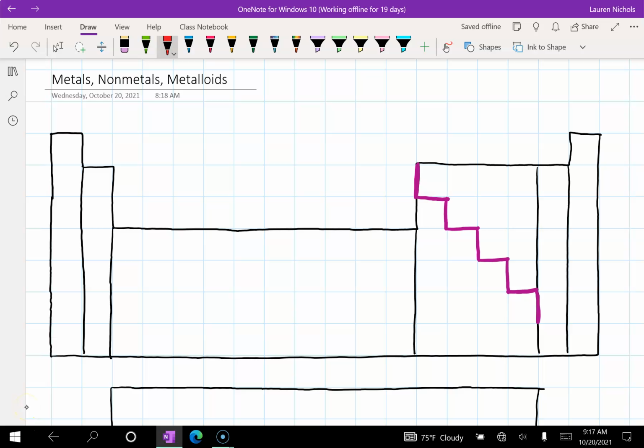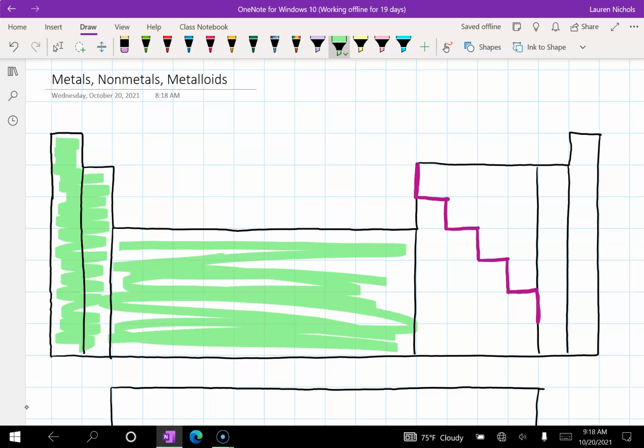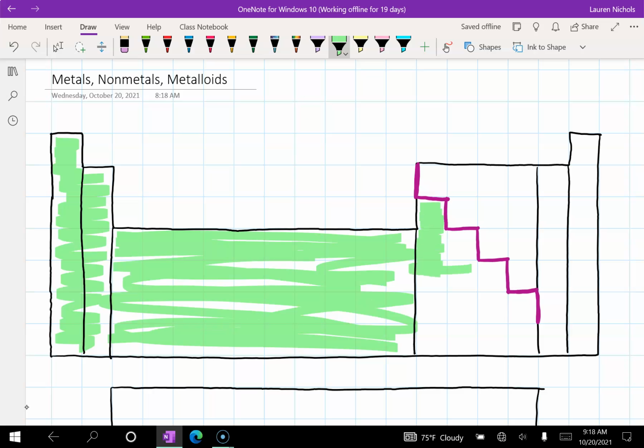Hi everyone, this is the third video of our Unit 3 review, and we're going to be talking about metals, nonmetals, and metalloids. So the first thing to note is that metals are all on the left side of the periodic table. So everything I'm highlighting in green is a metal. So all of these transition metals, the alkaline earth metals, and even some of these over here.